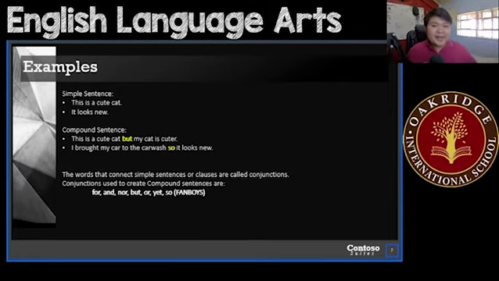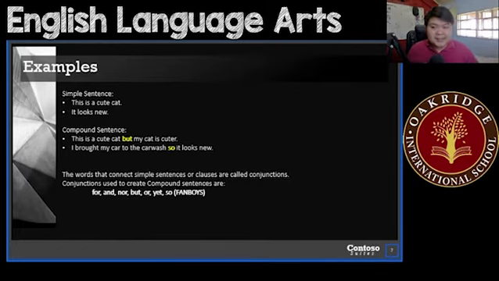Okay, so here are examples. For the simple sentence, we have this is a cute cat. It is a simple sentence. Why? Because you have a subject, this, and a predicate, is. The next one, it looks new. We have another subject, it, and your predicate is looks. All connected to just one. This is connected to is, it connects to looks.